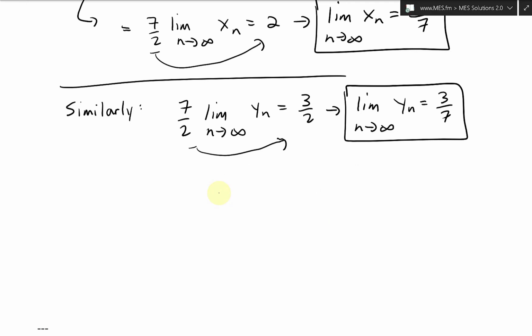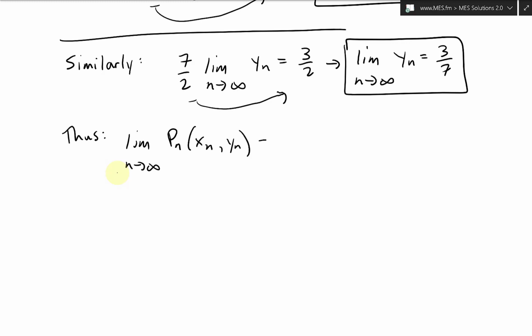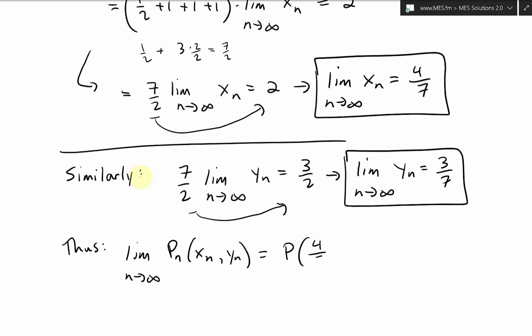Let's put it all together. Thus, the limit as n approaches infinity of Pn, which is (xn, yn), is equal to P, and it equals (4 over 7, 3 over 7), which is quite fascinating. So those are the coordinates of P.